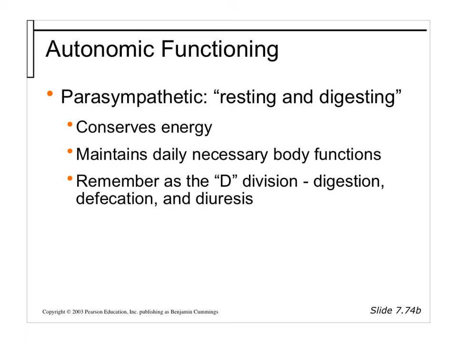You can remember it as the D division. E is sympathetic, D is parasympathetic. A P sort of looks like a D, right? So digestion, defecation, which is waste elimination, and diuresis, which is also waste elimination. So those digestion type functions are controlled by the parasympathetic nervous system.